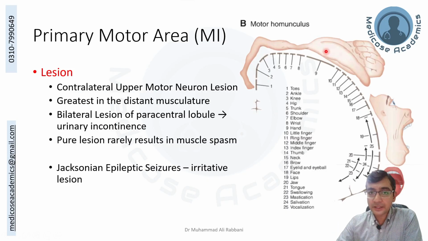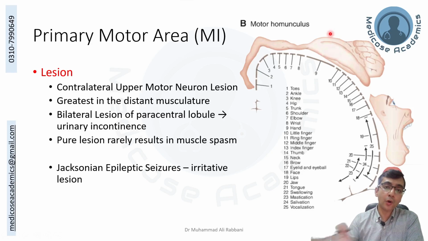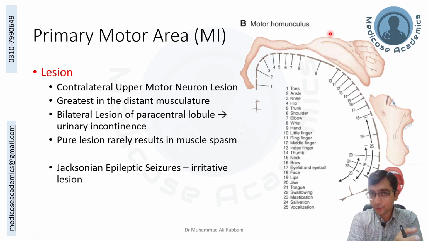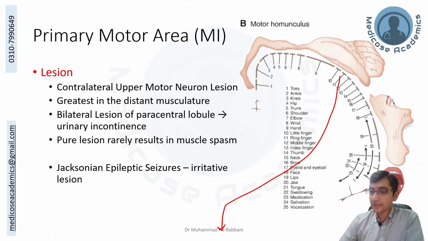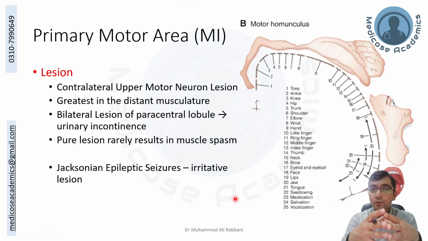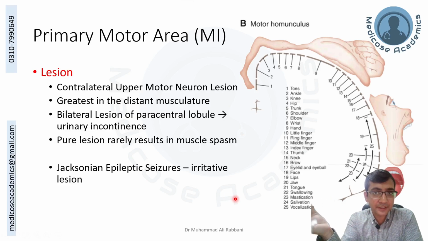If that part is damaged, if the primary motor area is damaged, it will lead to contralateral upper motor neuron type paralysis, because this is responsible for supplying the contralateral limbs. So the contralateral muscles will be damaged, and the function of the corticospinal tract was majorly to conduct discrete movement in the distal musculature.